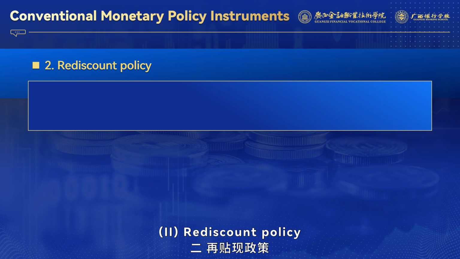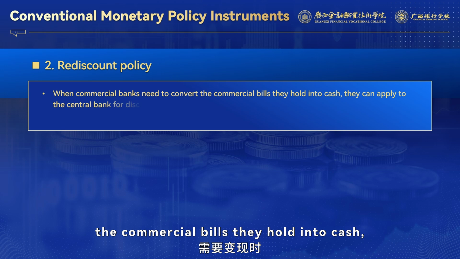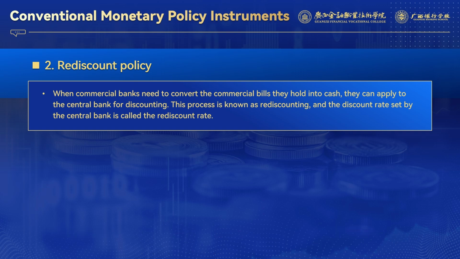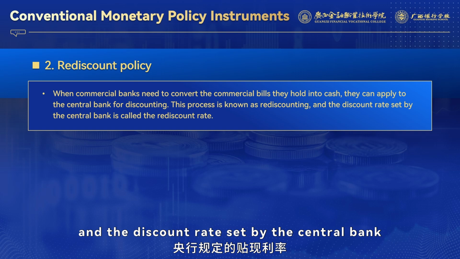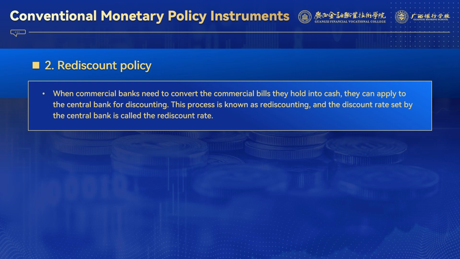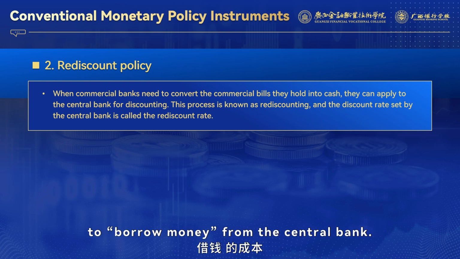Two, rediscount policy. When commercial banks need to convert the commercial bills they hold into cash, they can apply to the central bank for discounting. This process is known as rediscounting, and the discount rate set by the central bank is called the rediscount rate. This is essentially the cost for commercial banks to borrow money from the central bank.